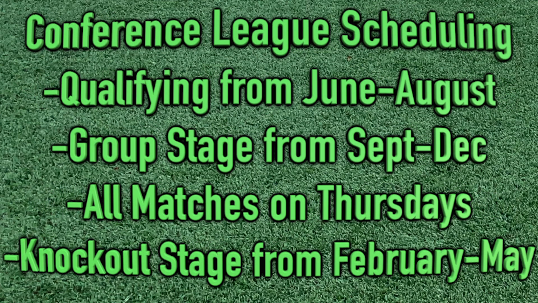Wrapping up with a couple of scheduling items similar to the Champions League and Europa League. All of the qualifying takes place over the summer in June, July, and August. The group stage for the Conference League takes place from September to December, with all the matches happening on Thursdays throughout the week. And then the knockout stage, along with the preliminary knockout playoffs, takes place from February to May. So a pretty similar schedule to the other two European competitions, with the final in late May.